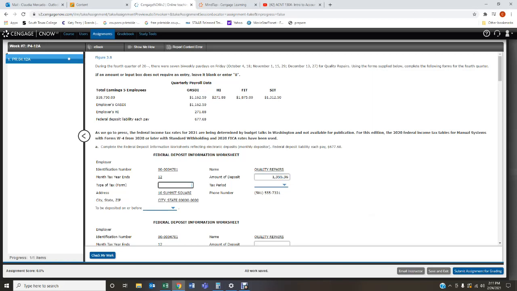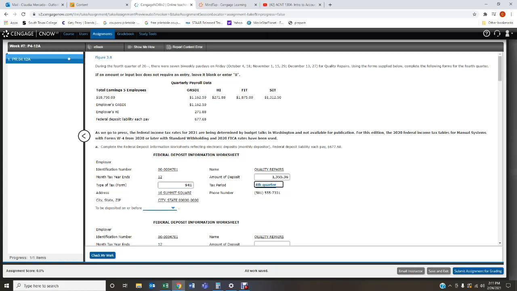$1,355.36. The tax form is 941. That is your employer's quarterly federal tax return. The tax period is the fourth quarter. It says right here, we're doing the fourth quarter. Now, don't assume that it will always be the fourth quarter.